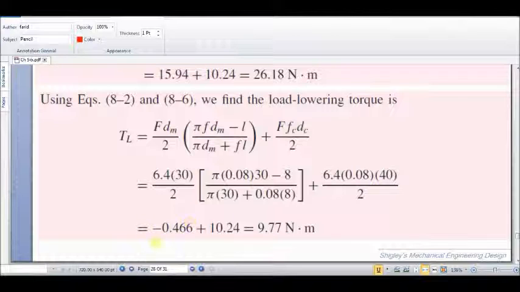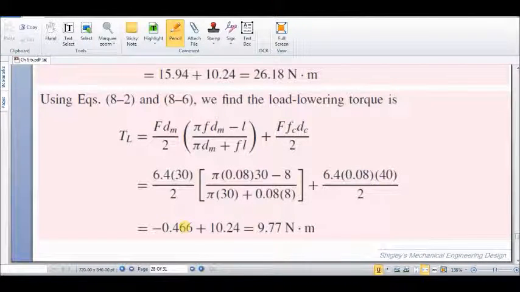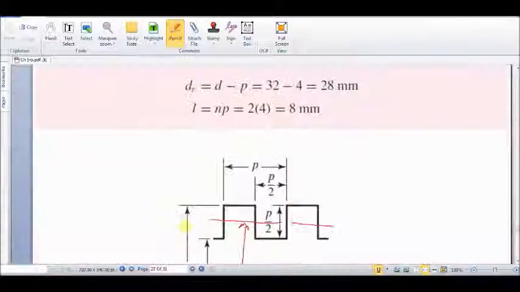As you can see here, the lowering torque becomes negative, right? That means it doesn't have the self-locking characteristic. But because of this collar torque, the total torque becomes positive, and we can say that the system, the mechanism in general, has self-locking characteristic. But if we didn't have the collar friction, it wouldn't have the self-locking characteristic.